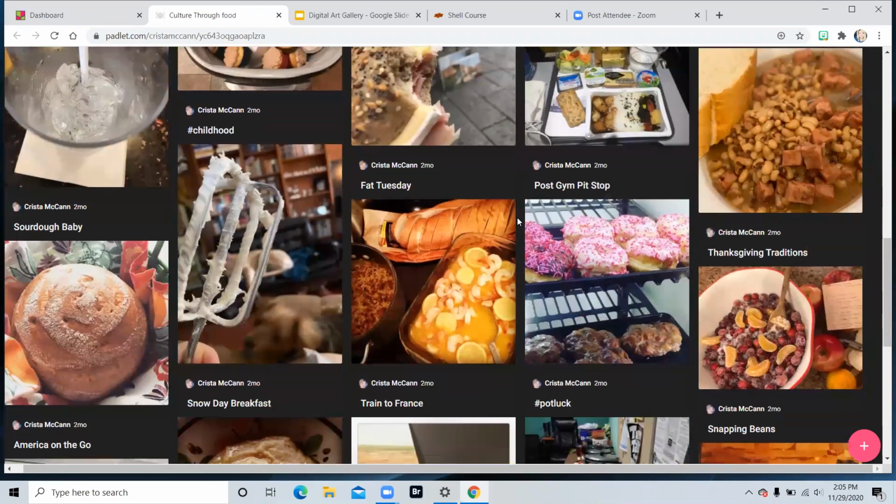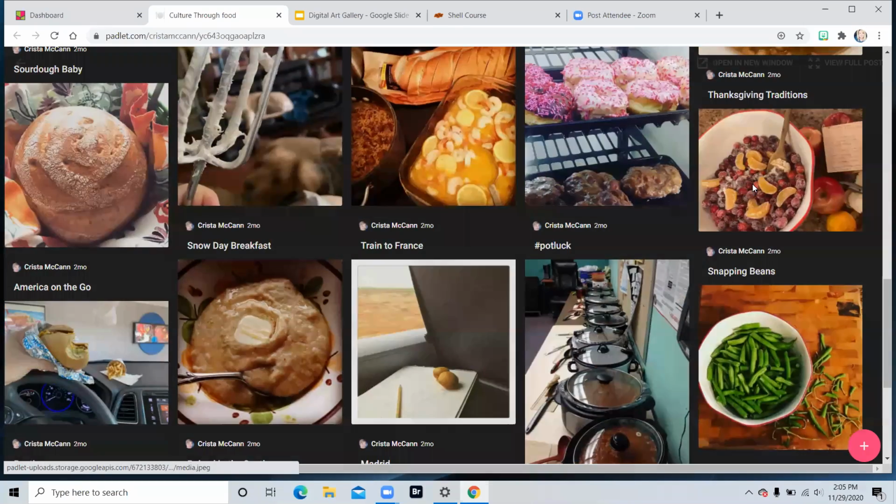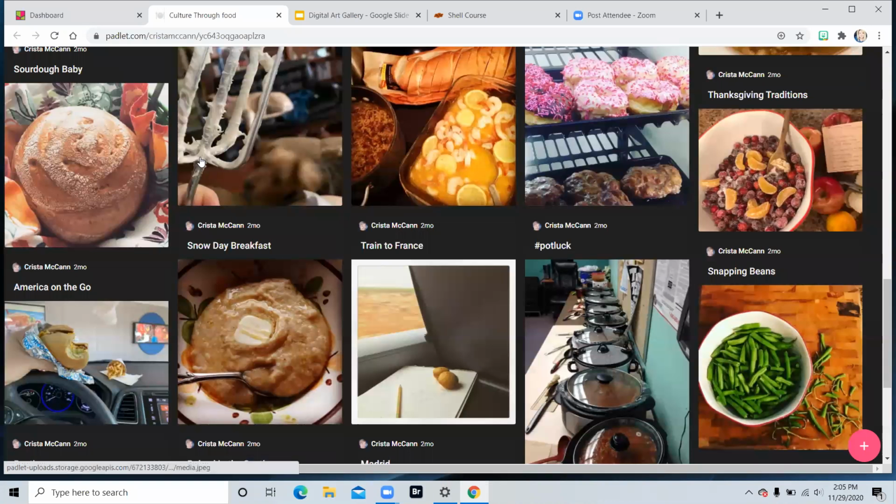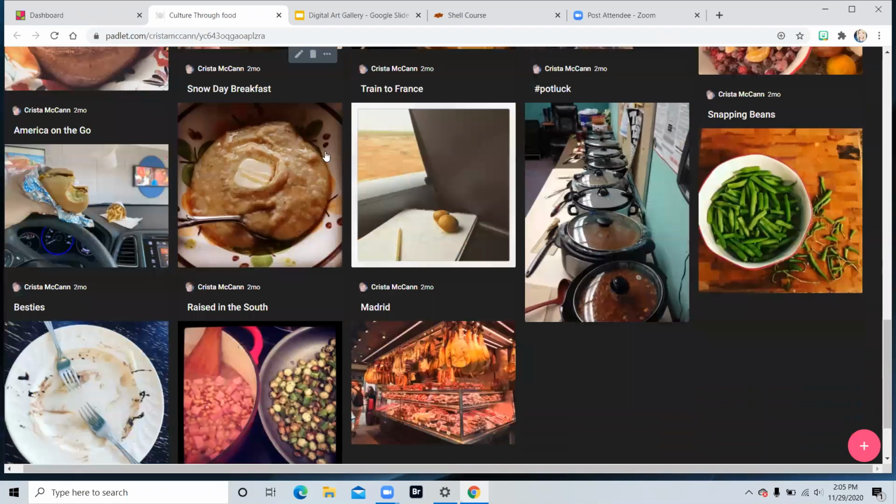Let's see some of the others that I think are fun in here. This is one that speaks to the heritage in my family. It is a long standing tradition for my grandmother's cranberry salad to be fixed at Thanksgiving. And she's no longer with us, but it is a tradition that I carry on, and one of my absolute most favorite foods. And so this picture has her recipe in it also, just to kind of speak to that culture of that tradition within my family. By the way, this app is called Padlet, if you're unfamiliar with that.